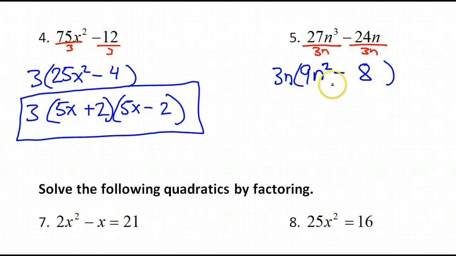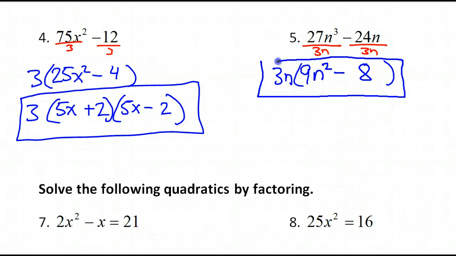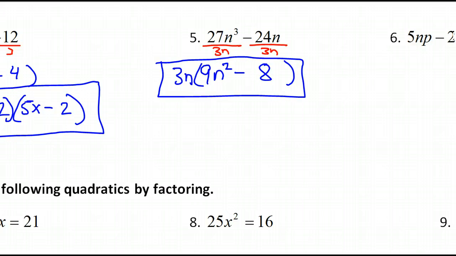Now, can I go any further? Is this a difference of two squares, maybe? No, it's really close, because 9 is a perfect square and it is a difference. But 8 is not a perfect square, so we're done. If this had been a 4, or a 9, or a 16, or a 25, then I would have kept going, just similar to number 4. But 8 is not a perfect square, so we're done. That's the answer for number 5.